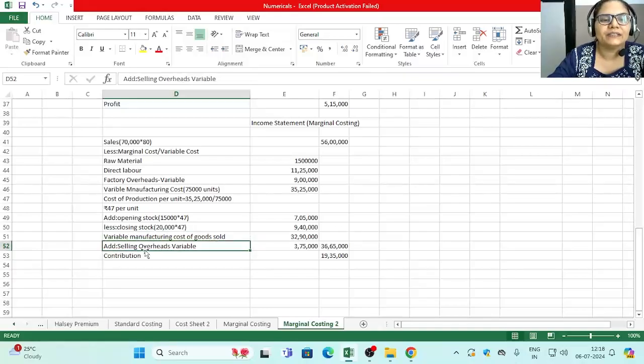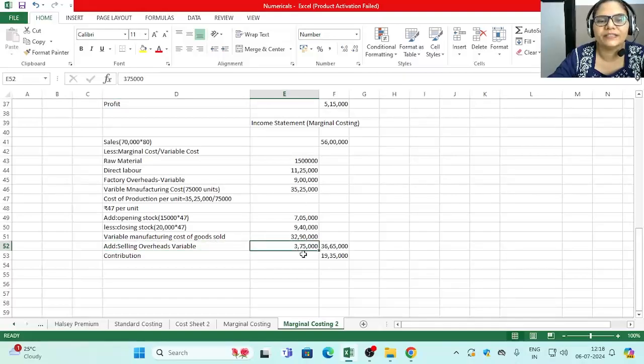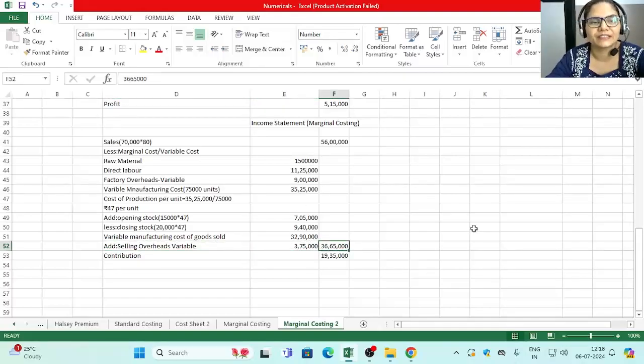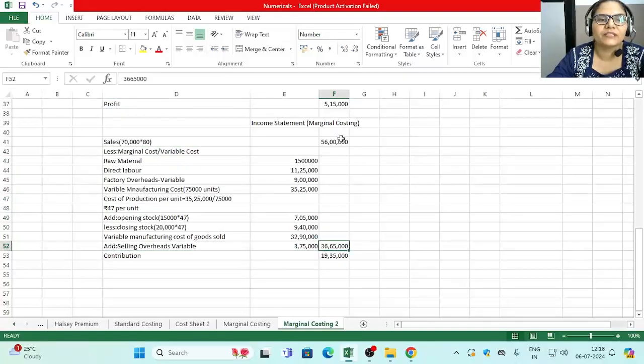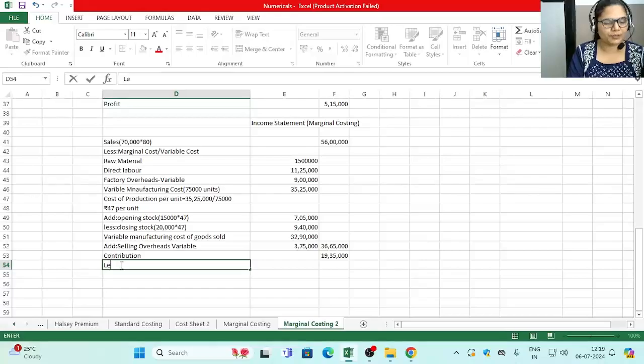In this, we will add selling overheads variable, which will be 3 lakh 75,000, and after all these adjustments, we will get the value of 36 lakh 65,000. So the portion from here to here is a part of your variable cost calculation, and we will deduct this 36 lakh 65,000 from sales, and finally we will get the contribution, because if we deduct the variable cost from the sales, we always get the contribution under marginal costing statement. Now from contribution, we will deduct fixed cost.